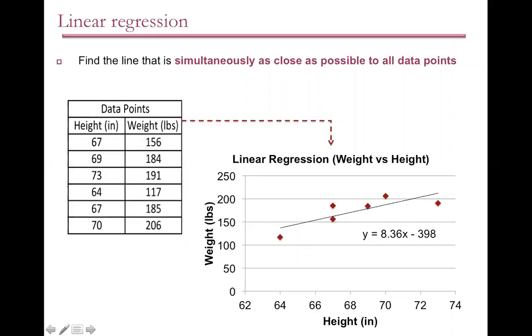Okay, and that 68? Yeah, let's see what we get. Okay. I got my calculator here. 8.36 times 68 minus 398. Okay. And I get 170.48. So 68 inches would predict a weight of 170 pounds. Okay, thank you.